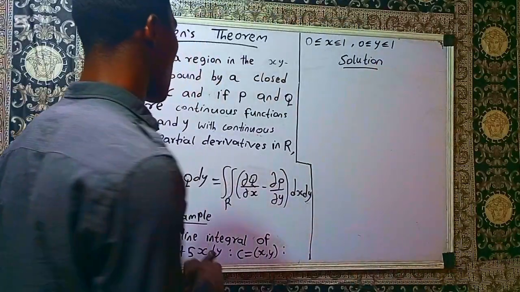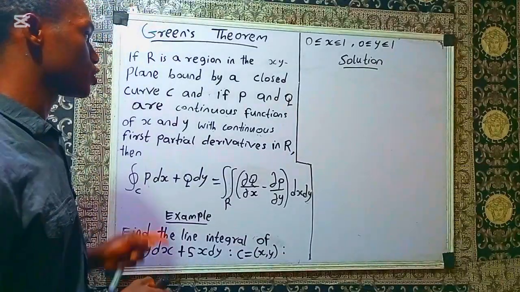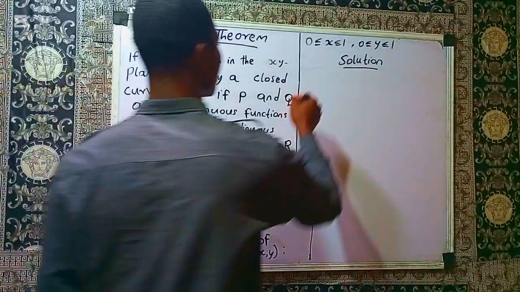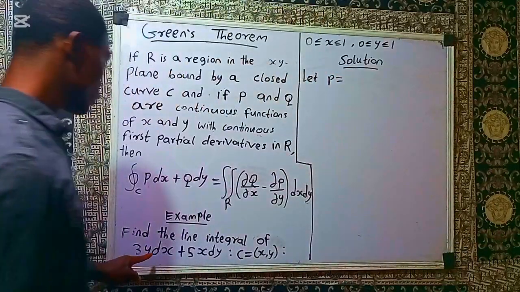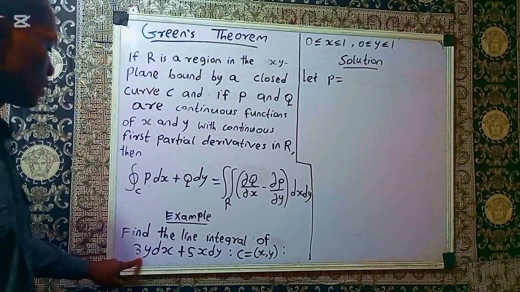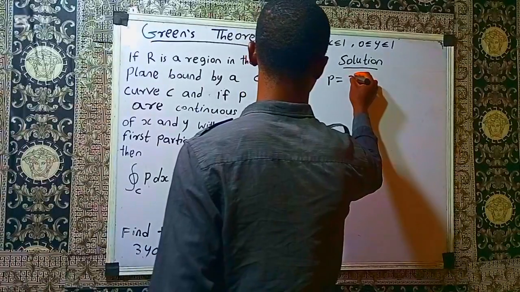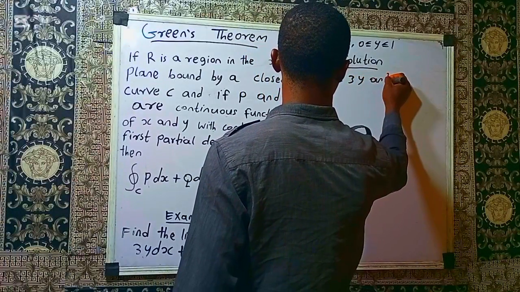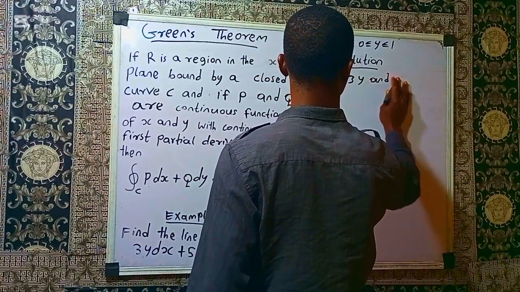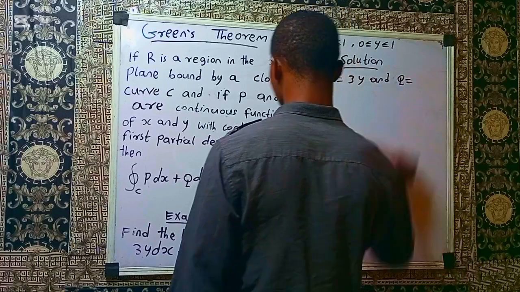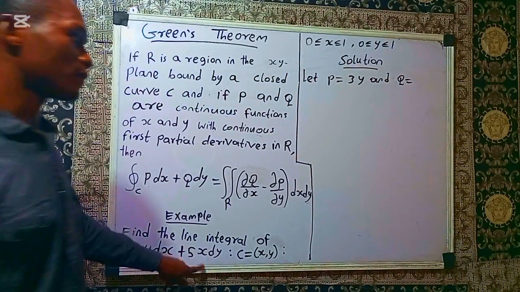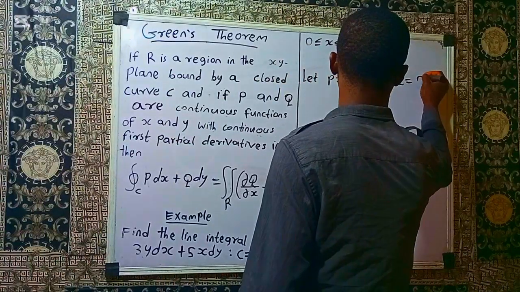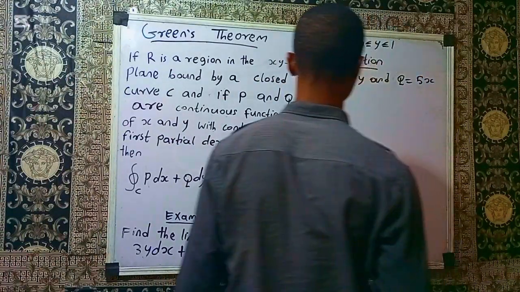So we are going to apply Green's theorem. Let P be equal to the one that goes with the dx in this question, which is 3y. So P equals 3y, and let Q be equal to the one that goes with the dy, which is 5x. Q equals 5x.